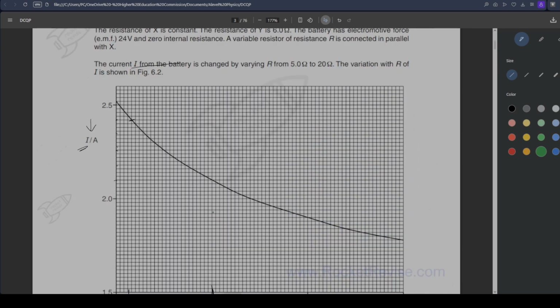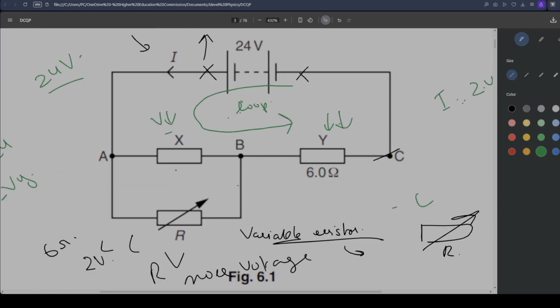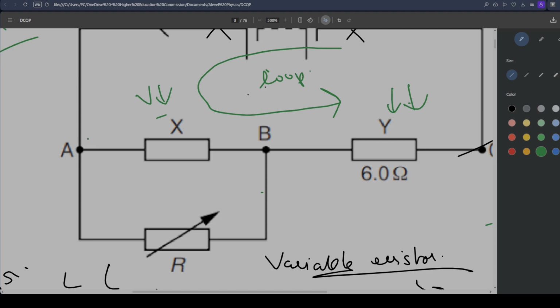Why are we doing this? Because, from the previous part we know that across A and B, from this point to this point, the potential difference is 9.6 volts, okay? And we know that the total current entering is 2.4 amps. What we don't know is how much current is going here and how much current is going here.